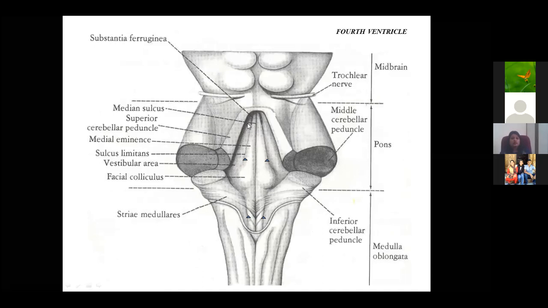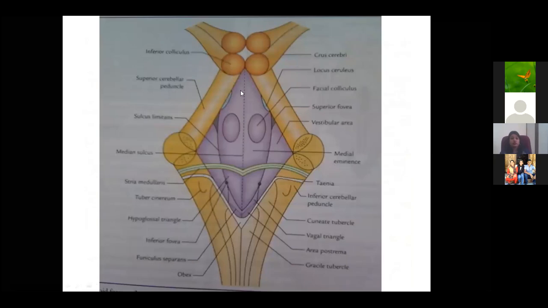Then sulcus limitans, then stria medullaris, the vestibular area here, then the facial colliculus, this is the facial colliculus, and when you come to the medulla, this is the vagal triangle, hypoglossal triangle, area postrema. So these are the features in the floor of the fourth ventricle.